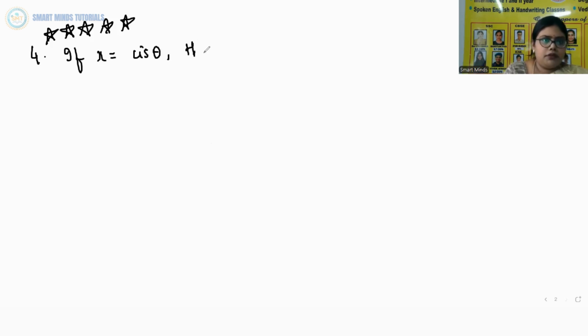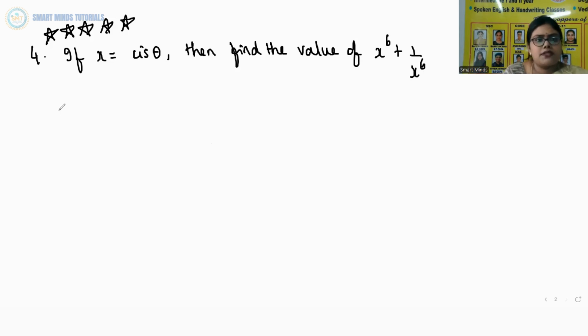Take the next question. This question is also very important. It has appeared 7 to 8 times in boards. So take the question: if x is equal to cis theta, then find the value of x power 6 plus 1 by x power 6.